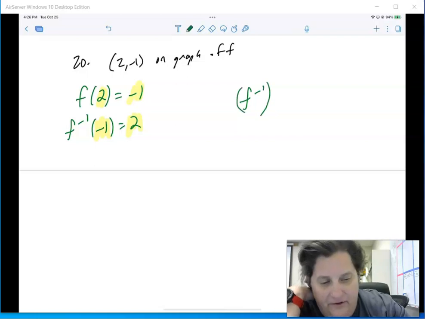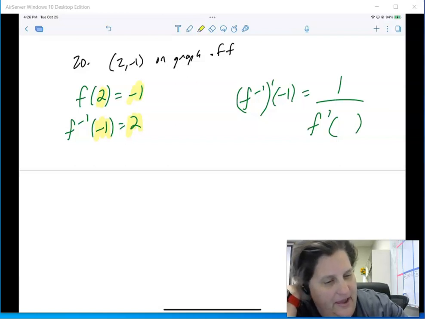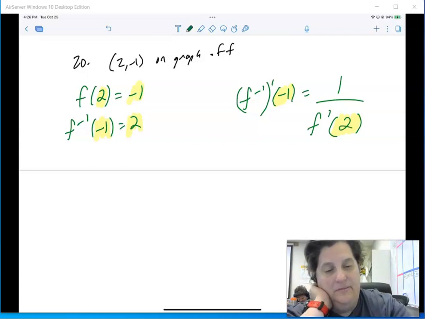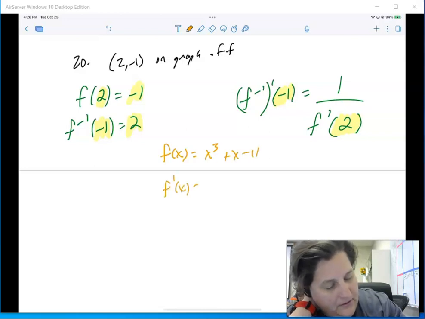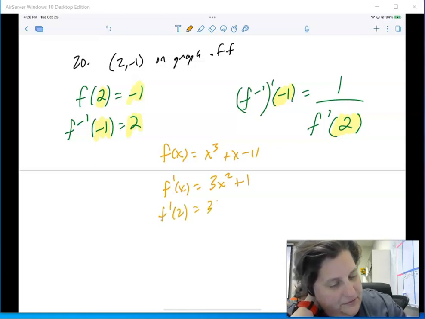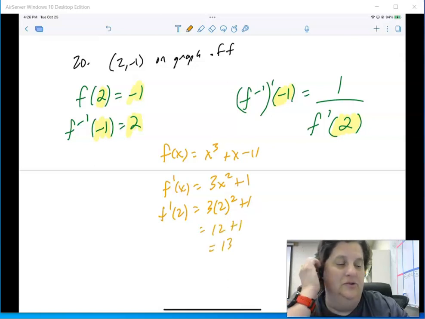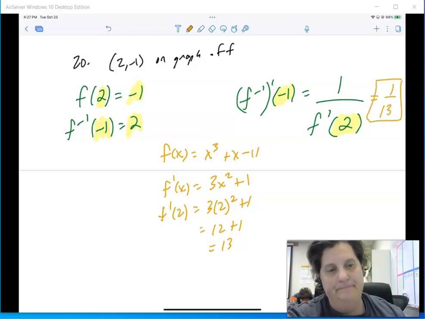Find f inverse prime of -1. Well, that's going to be 1 over f prime of, and f inverse of -1 equals what? F inverse of -1 equals 2. Okay? Now, it gave me an equation for f. So that's going to give me 3x squared plus 1. When I plug in 2, it's 3 times 2 squared plus 1. 3 times 4 is 12, plus 1 is 13. So don't just say, oh, the answer is 13. Remember, it's 1 over 13. All right.